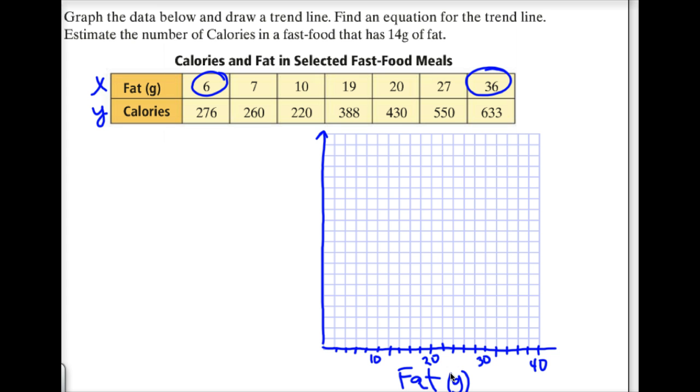We want to make sure that we are labeling that. Then on the y-axis, we're going to label it calories. And I look, the smallest number of calories in this case is going to be 220, and the largest is going to be 633. So I got to cover a fairly large section from 200 up to 600, maybe 650.